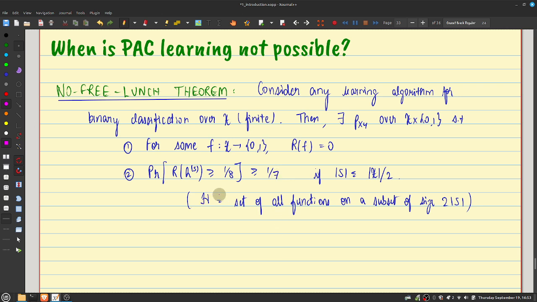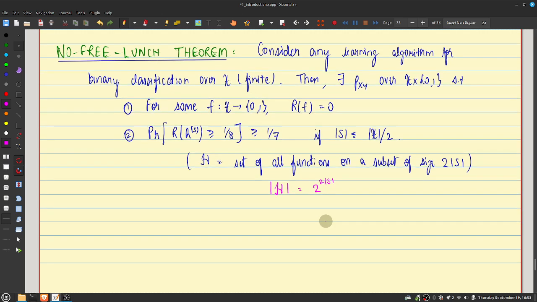Right? And here we're assuming that the hypothesis class is in fact the set of all functions on a subset of size 2 times the number of samples. Correct. So what would be the cardinality of H? No. What is the number of functions? Number of binary functions. Again, we are looking at binary classification. Yeah. So the size of H is 2 to the power 2 times size of S.